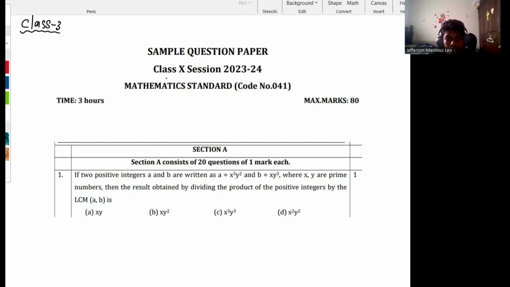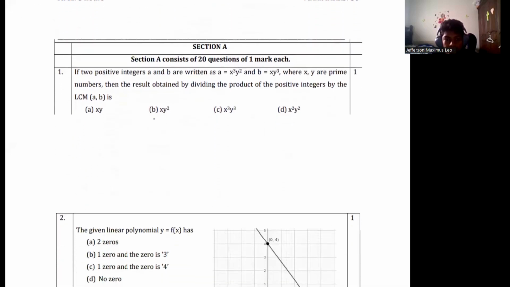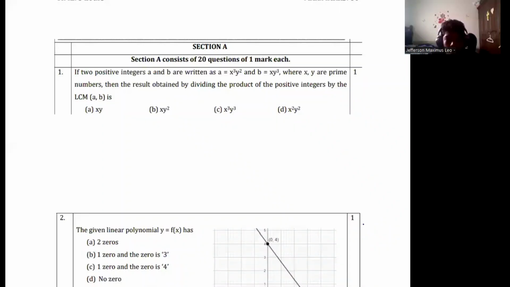The sample question paper, 10th, 23-24 year. It's a standard paper, 80 marks. First we will look at the 1 mark questions. Just the first question. You have only 1 minute. Now start.